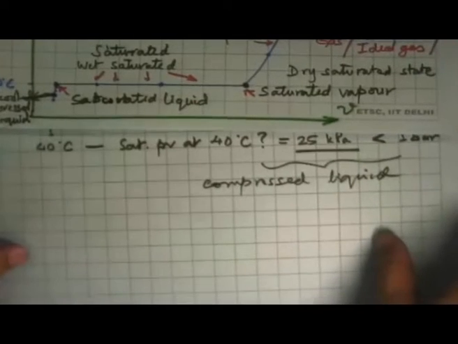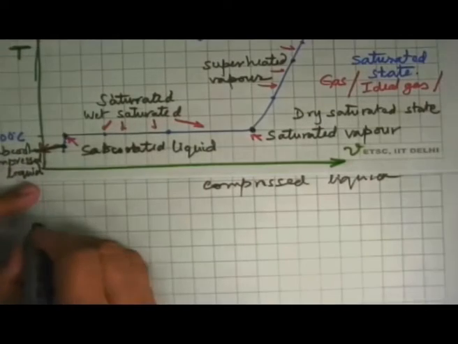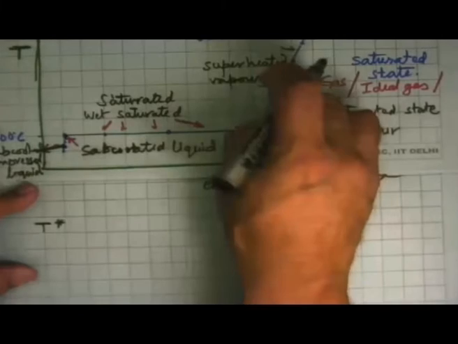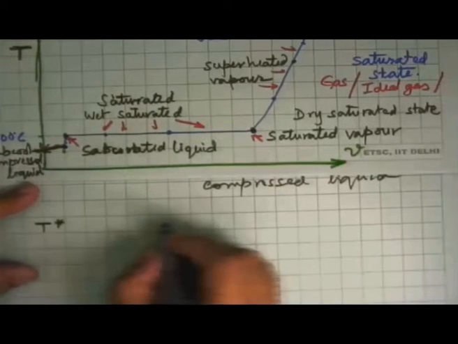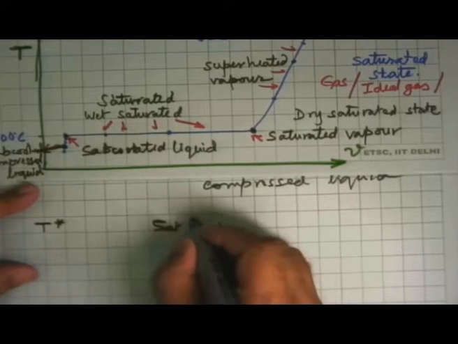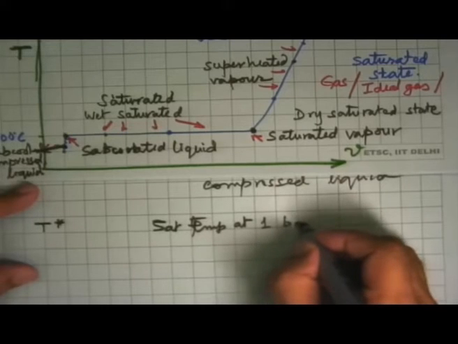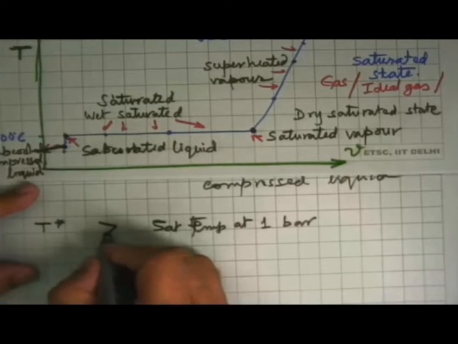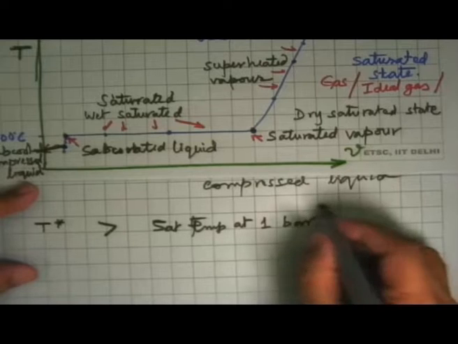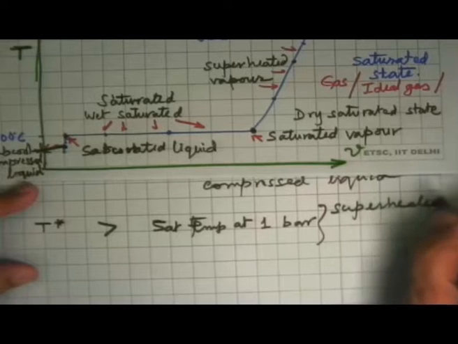And we take that analogy a little further, and we come to the superheated vapor state. And what one sees here is that in all these cases, the temperature is more than this temperature. If the temperature T star at any state here is compared with the saturation temperature at that pressure at 1 bar, this temperature is more than the saturation temperature. This tells us that this is a superheated vapor.